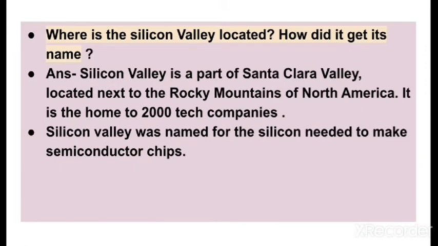Last question, number 5. Where is the Silicon Valley located? How did it get its name? Answer you will write, Silicon Valley is a part of Santa Clara Valley located next to the Rocky Mountains of North America. It is the home to 2000 tech companies. Silicon Valley was named for the silicon needed to make semiconductor chips.